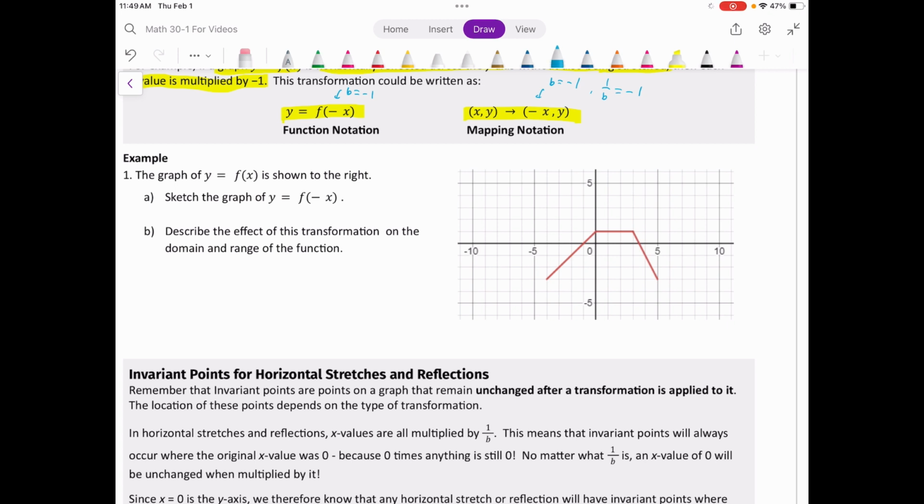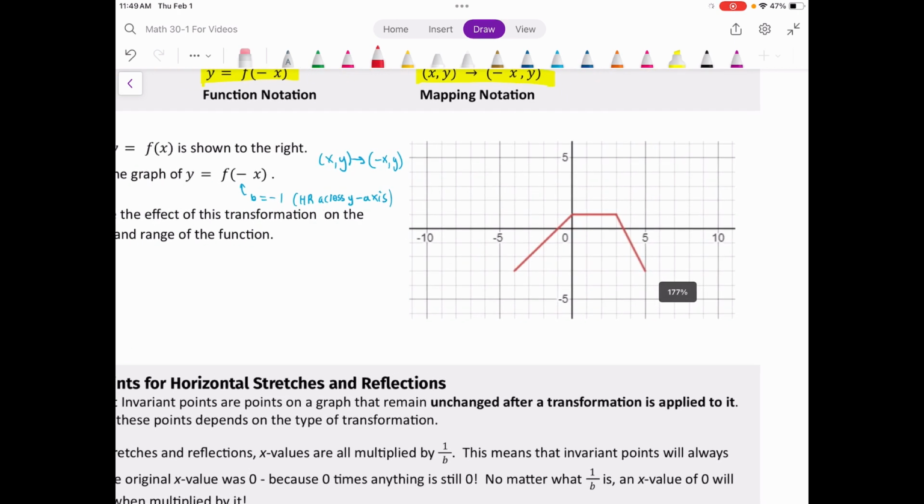Okay, so what are we doing here? What can we identify? Looks like b is -1. What's that going to cause? A horizontal reflection across the y-axis, right? And more generally, each x is going to get multiplied by -1. We could represent this in mapping notation as (x, y) is going to become (-x, y), every point. So that's all we got to do.